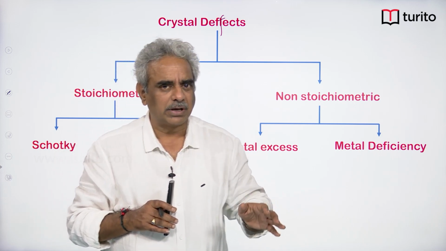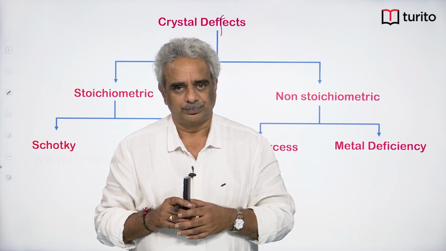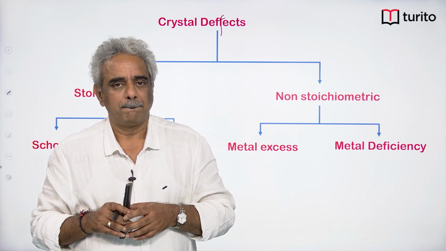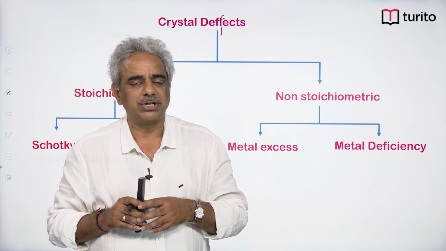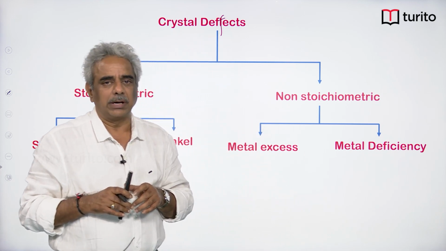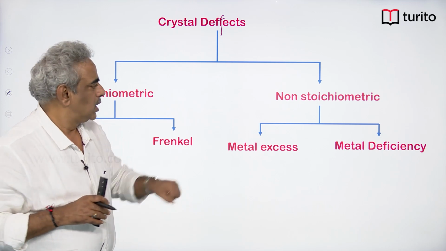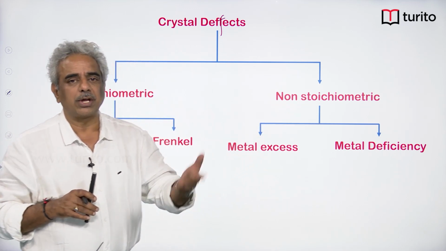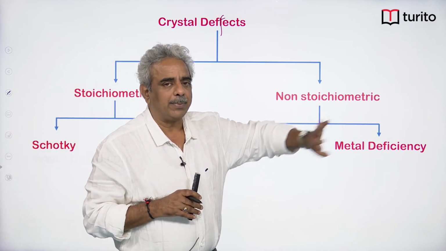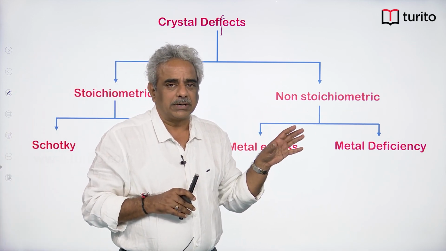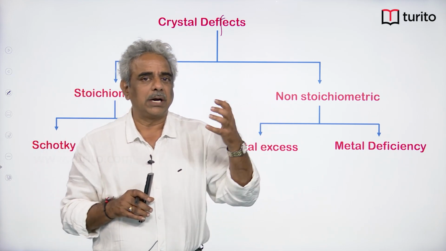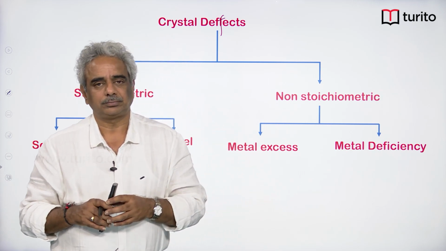So, the stoichiometry of the crystal is not disturbed. Such defects are called stoichiometric defects, stoichiometric in nature. Even after defects, the crystal will maintain the stoichiometric ratio of the constituent particles. What about the other one? Non-stoichiometric defects. Because of these defects, once a defect has occurred, the ratio that you expect will not be there.